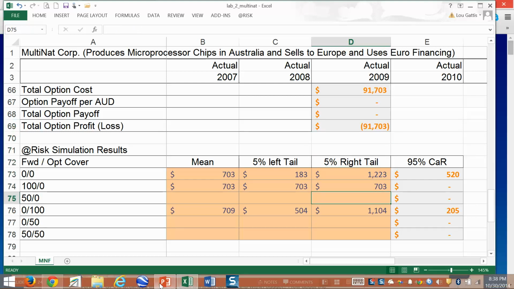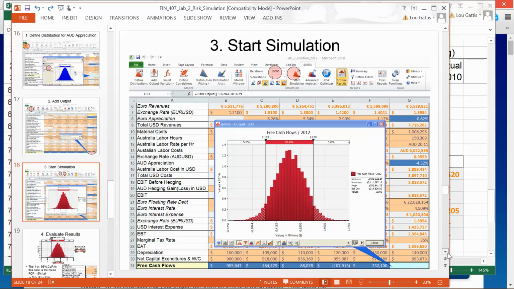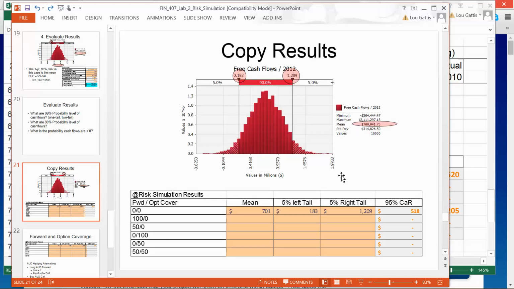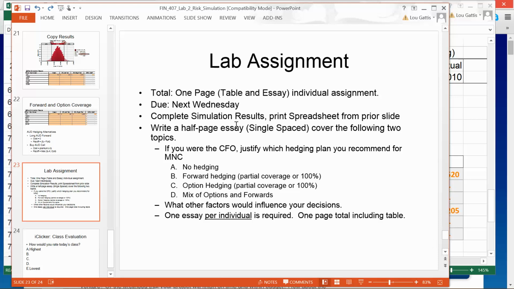The last step is to write a report. The report is simply going to be this table here, so all I want to see is this table in a Word document, and then the rest of the page you can fill up with an essay. And that essay is going to be 1 page in total with the table. So I hand in 1 piece of paper with the table and some text. It'll be due next week, next Wednesday class.